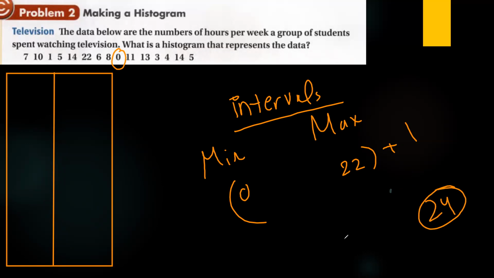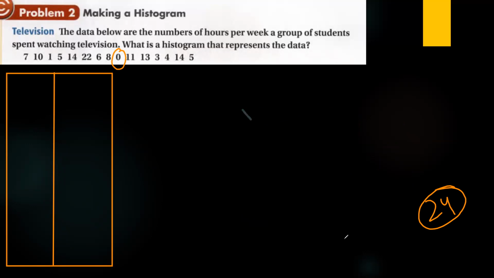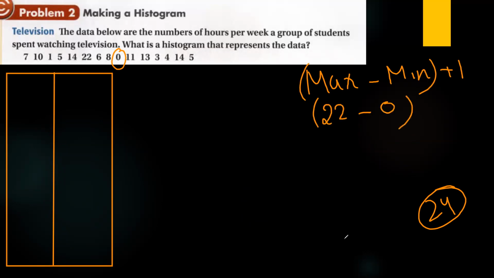So now you have 24. We subtract the maximum number minus the minimum number plus 1. Now 22 minus 0 is 22. Plus 1 is 23. We round it to 24. This is the first step.